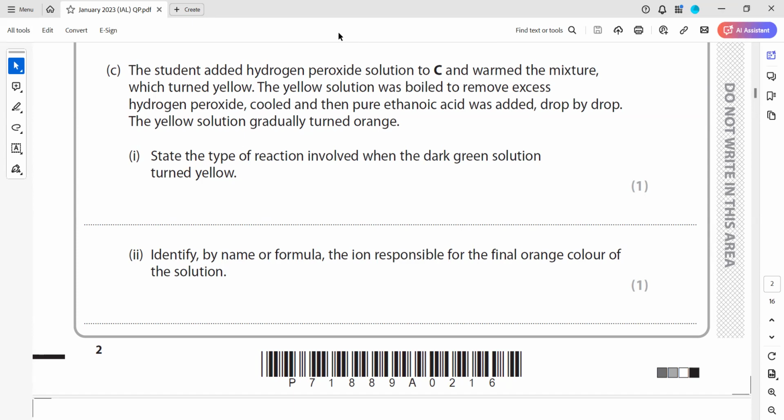The yellow solution turned orange. So why in this case is there a color change? In this case there is a color change not because of a change in oxidation number. There is a color change because there is an equilibrium between the chromate and the dichromate ion. Like if we have CrO4 with a charge of -2, chromium +6 is there, and dichromate Cr2O7 with a charge of -2.